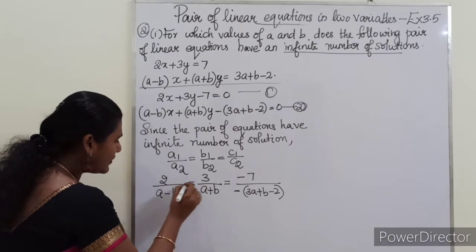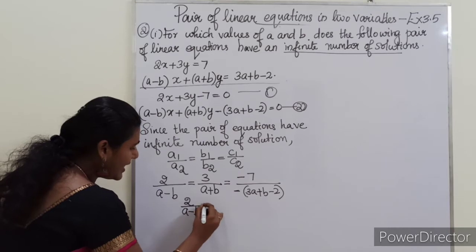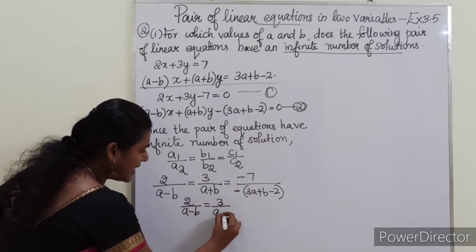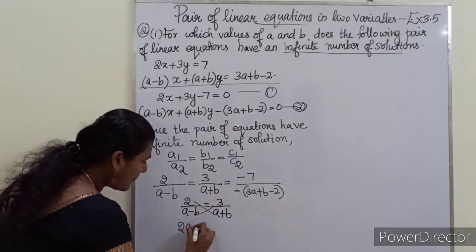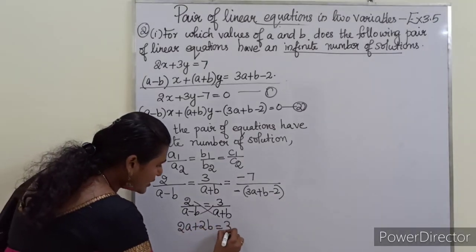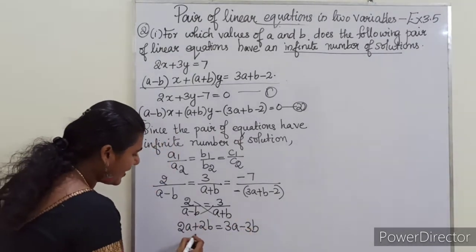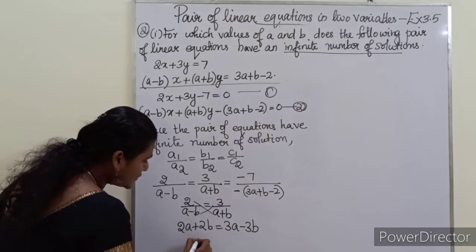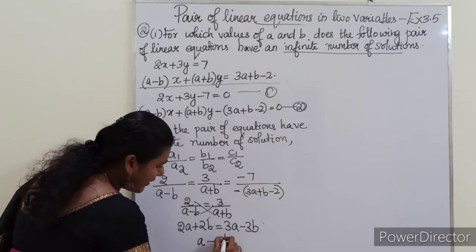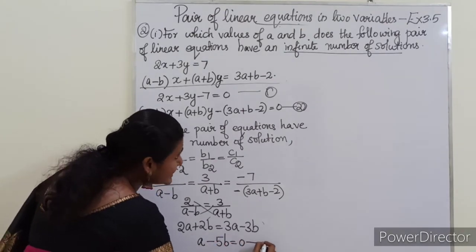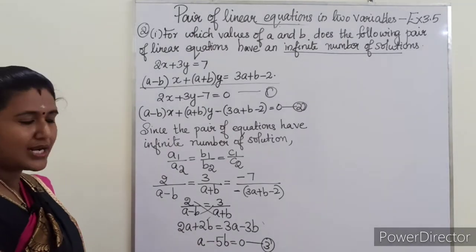So first we are going to take these two ratios, that is 2 by a minus b equal to 3 by a plus b. So we will do cross multiplication. So 2a plus 2b is equal to 3a minus 3b. Now we will simplify this. So 3a minus 2a is a, minus 3b minus 2b, that is minus 5b, is equal to 0. So this is the first equation in a and b. We will name it as equation number 3.